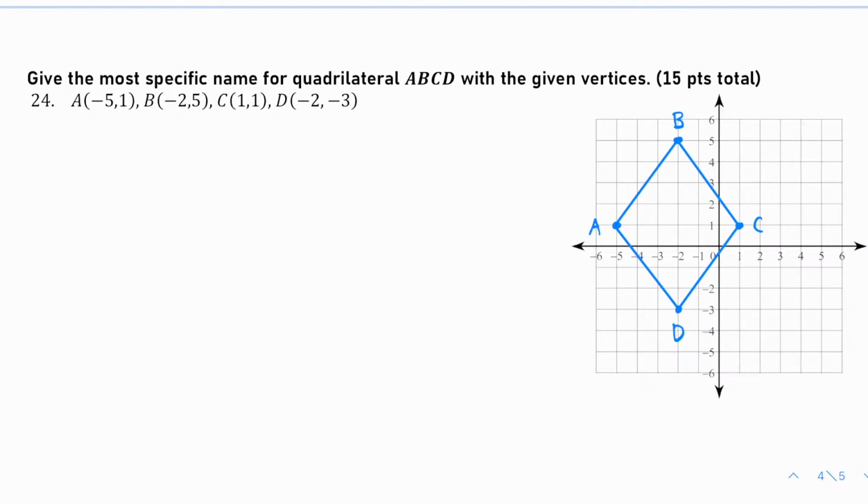And just kind of eyeballing it, it looks like it might be a kite or a parallelogram, maybe a rhombus. Let's check all of our properties. So what we need to do is find the length and the slope of each side. So I'm going to start with AB. For AB, my rise is 1, 2, 3, 4, and my run is 1, 2, 3.